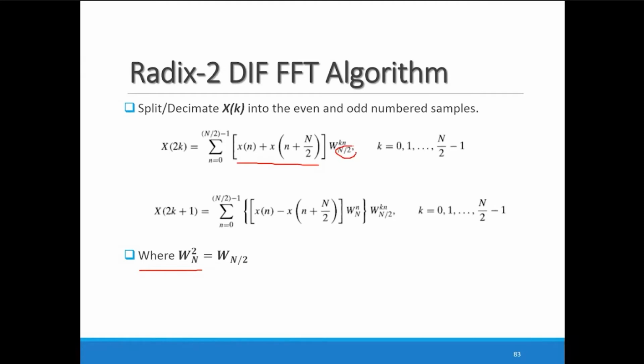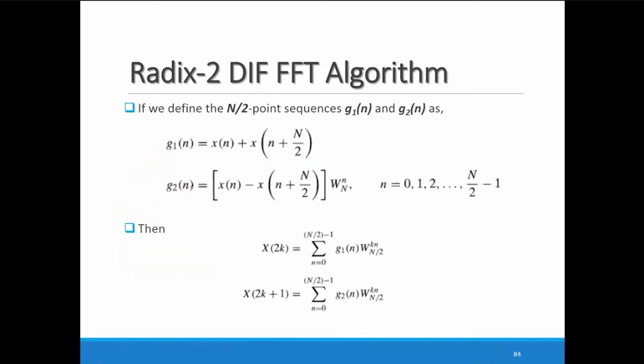In the previous equation we have written omega twice kn, but now we are writing omega suffix n by 2 raised to kn. So this is the even part of the sequence, and this is the odd part of the sequence. This is how we are doing the splitting in the DIF. Now we go for the implementation of this.